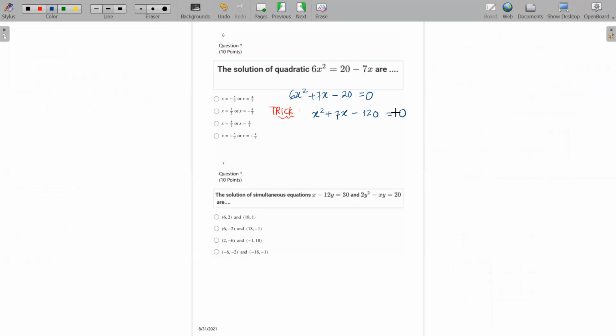And then next I'm going to find the numbers. When I add these two numbers, I will get 7. But when I multiply, I will get minus 120. So let's figure out what the numbers are. Okay, so wait a minute. Those two numbers are 15 and negative 8, right? So 15 minus 8 is 7, and 15 multiplied by minus 8 is minus 120.